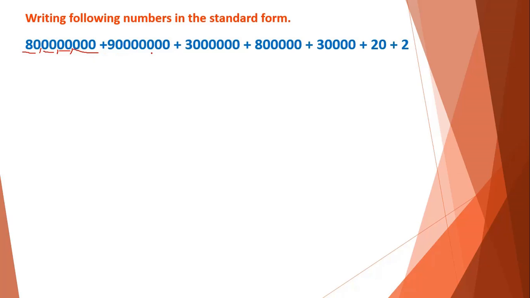Same way we'll do the next number. These 3 digits will form the ones period. After the ones period we need to put a comma. These 2 digits will form the thousands period. After thousands again we need to put a comma. These 2 digits will form the lakhs period. After lakh again we need to put a comma. Same way we'll go to the next number. These 3 digits will form the ones period. After the ones period we need to put a comma. These 2 digits will form the thousands period. We need to put a comma. The last 2 digits will form the lakhs period.